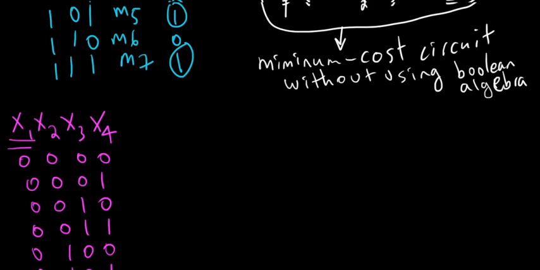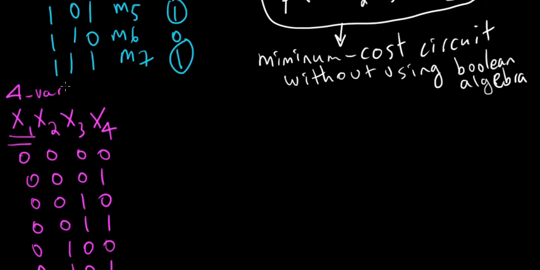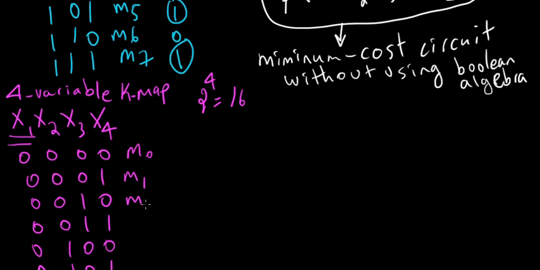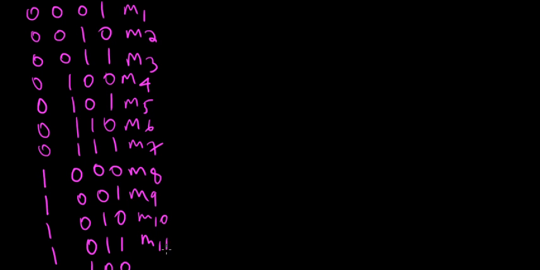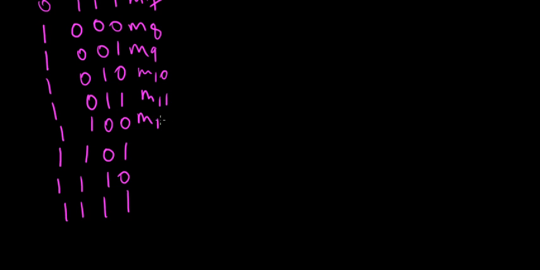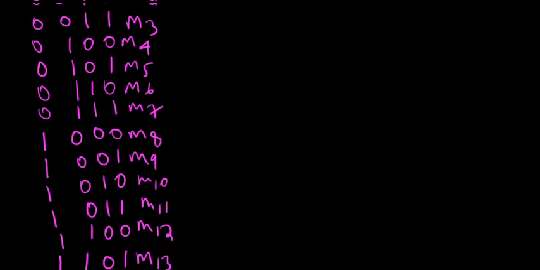And you can see it's a lot of inputs, and that's because a 4 variable KMAP means 2 to the power 4, which is 16 different combinations. So minterm 0, and we should stop at minterm 15. That's what we're trying to do here. Minterm 4, minterm 5, minterm 6, minterm 7, minterm 8, minterm 9, minterm 10, minterm 11, minterm 12, minterm 13, minterm 14, minterm 15.